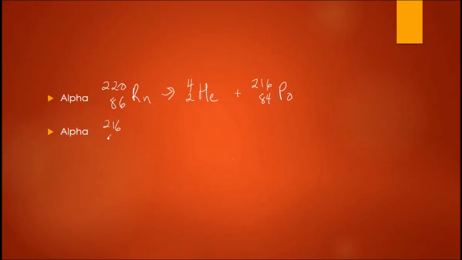Zachary, it's up to you, bud. 216 PO undergoes alpha decay. What plus 4 is 216? What plus 2 is 84? Who is 82?